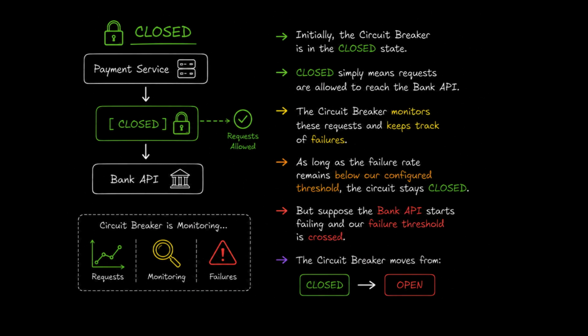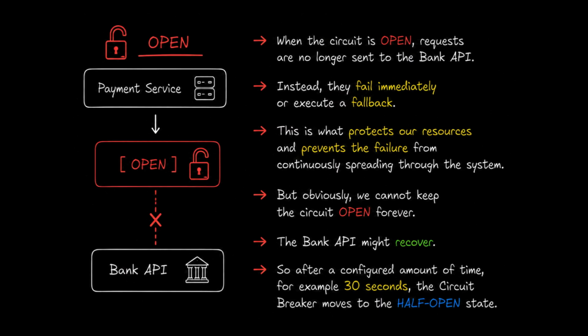But suppose the bank API starts failing and our failure threshold is crossed, the circuit breaker moves from closed state to open state. When the circuit breaker is open, requests are no longer sent to the bank API. Instead, they fail immediately or execute a fallback. It depends on our implementation logic, right? This is what protects our resources and prevents the failure from continuously spreading through the system. But obviously, we cannot keep the circuit open forever. The bank API might recover.